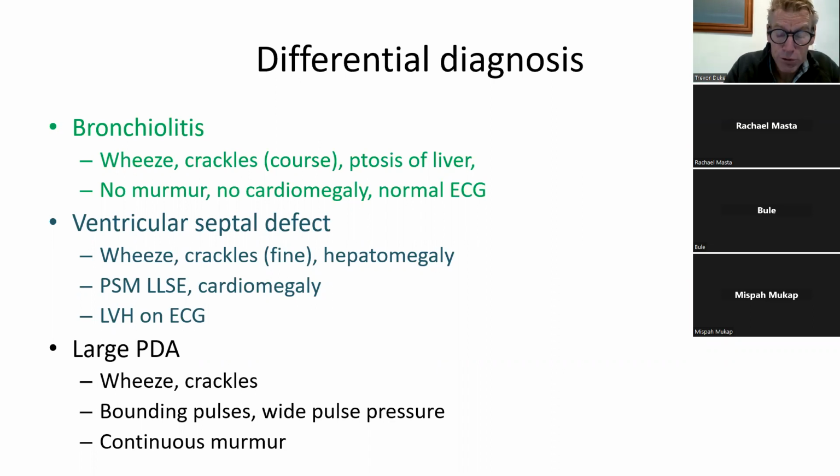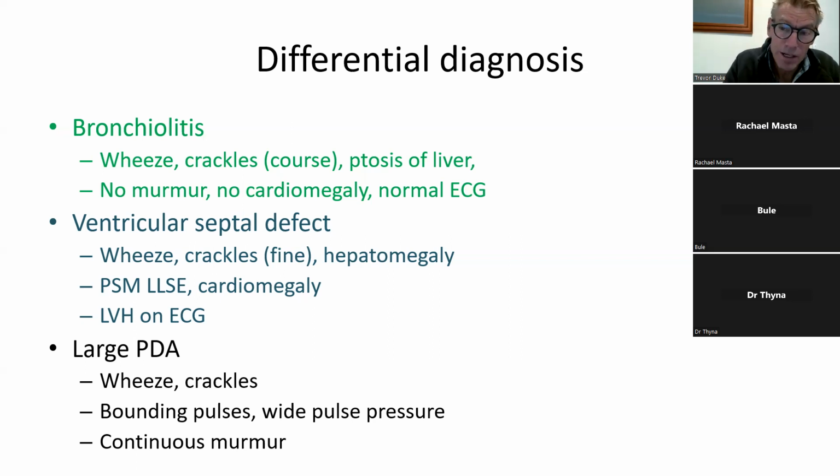Sometimes it's very difficult to distinguish between bronchiolitis and the next diagnosis, like a ventricular septal defect. Probably a few times a year, you'll see a child presenting with what looks like bronchiolitis, and actually they've got a ventricular septal defect that might have been previously undiagnosed, because they will present in a very similar way. They present with wheeze.